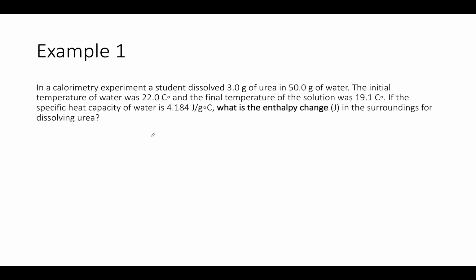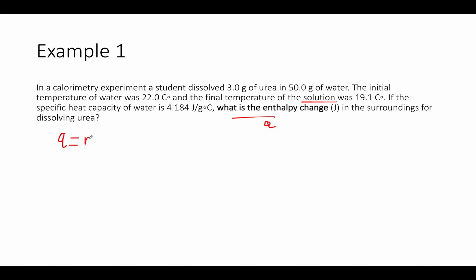Example one: in a calorimetry experiment, a student dissolved 3 grams of urea in 50 grams of water. The initial temperature of water was 22 degrees Celsius, and the final temperature of the solution, keyword, was 19.1 degrees Celsius. If the specific heat capacity of the water is 4.184, what's the enthalpy change, or Q, in the surroundings for dissolving urea? Well, what is Q?